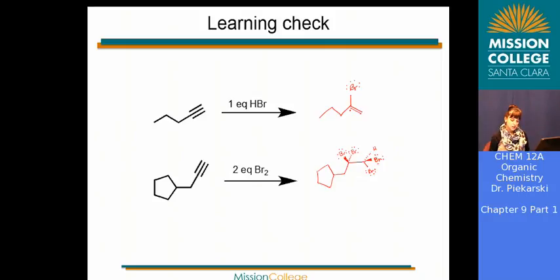Okie dokie. So make sure you practice those addition reactions, electrophilic addition with HBr, and practice 1 equivalent versus 2 equivalents, and then also Br2, 1 equivalent versus 2 equivalents, and knowing that these same reactions happen with HCl and Cl2 respectively. Okay?